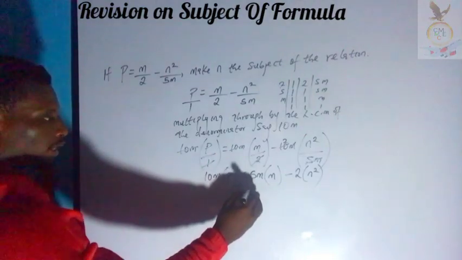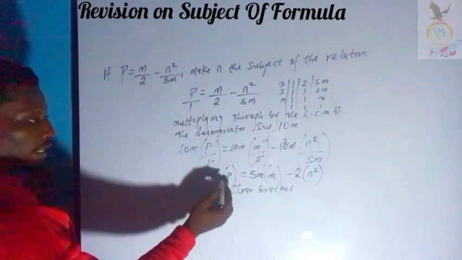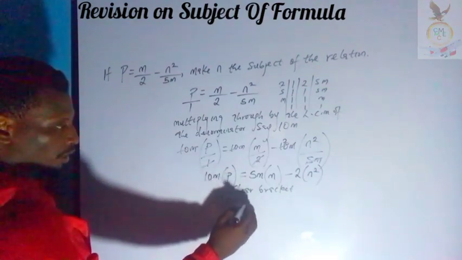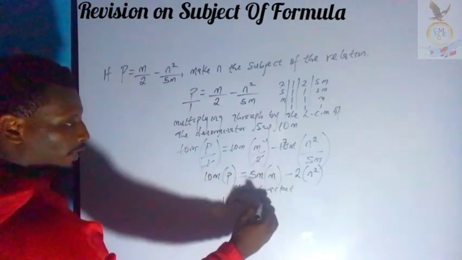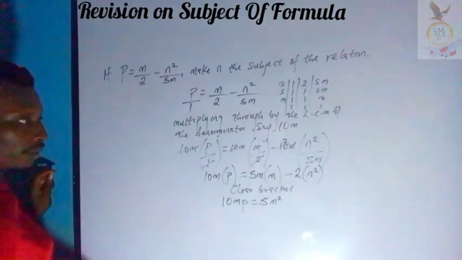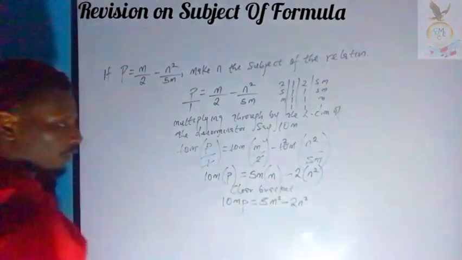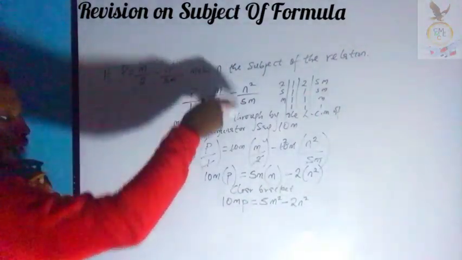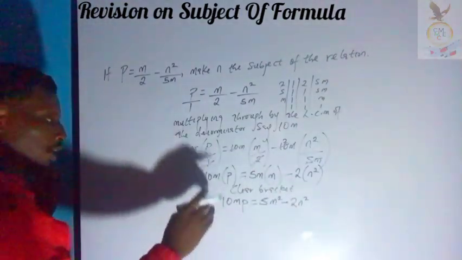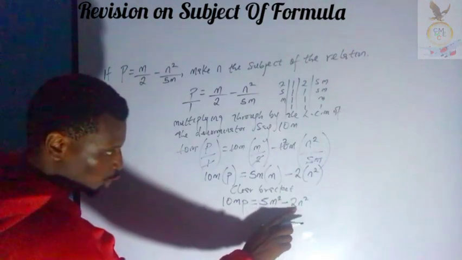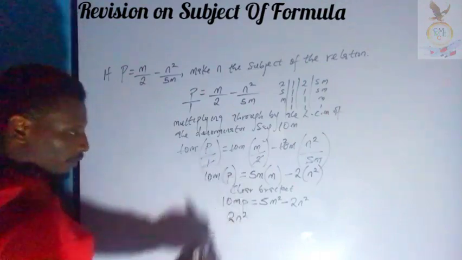So at this point we're going to clear brackets, which is plus times plus will give us plus, 10m times p will give us 10mp is equal to plus, 5m times m will give us 5m squared, minus times plus will give us minus, and 2 times n will give us 2n squared. The question asks us to make n the subject of the formula. So if you are having n, come over to this side. If you are not having n, go over to the other side. So this is minus 2n squared. Crossing over we change to plus 2n squared.